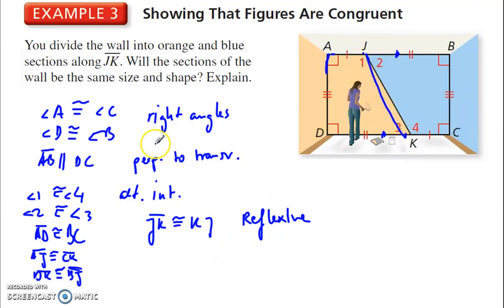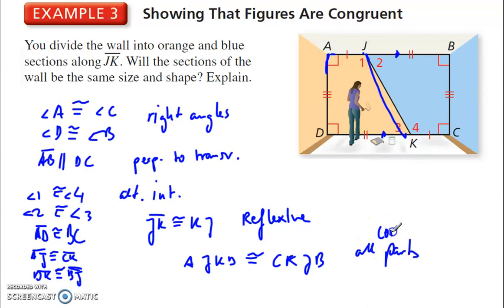So therefore, polygon AJKD is congruent to, where do we start? CKJB, because all corresponding parts are congruent.